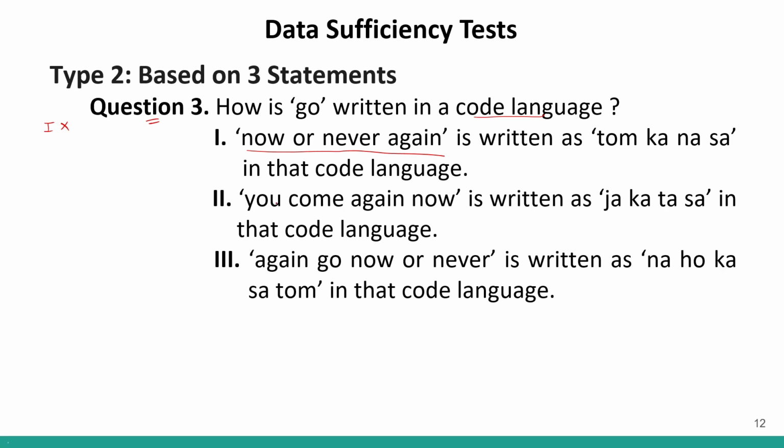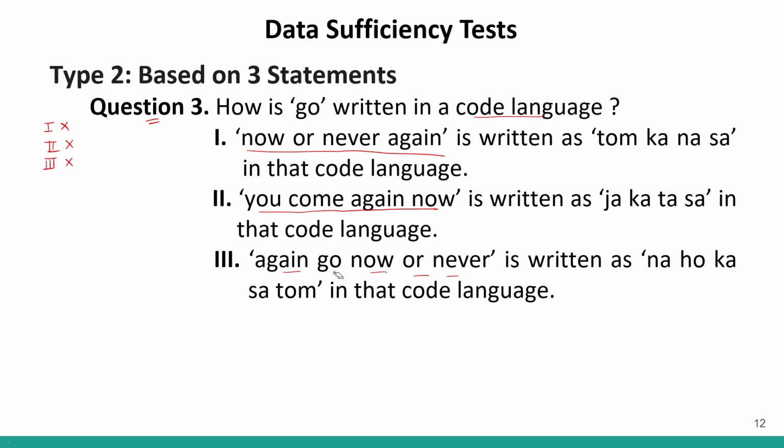Correct? If you look at statement number 2, you come again now. Again, Go is not written anywhere. So how will I find the code? So statement 2 alone is also not sufficient. Now, coming to statement number 3, I can see a Go. But how can I say what is the code for again, now or never? Can I find the code for again, now or never using statement 3 only? Definitely not. So the third alone is also not sufficient.